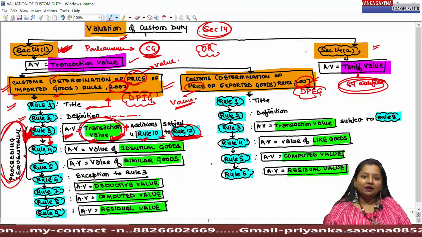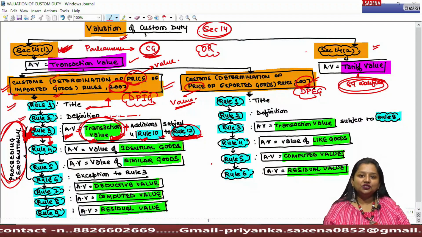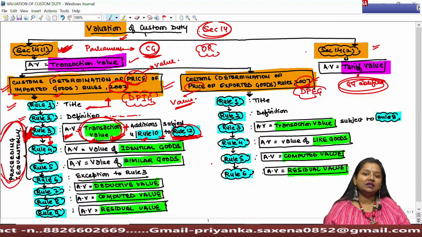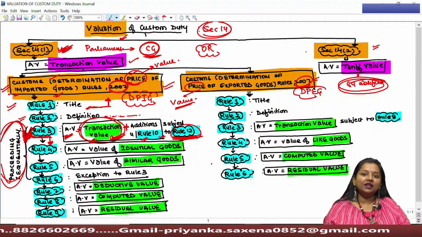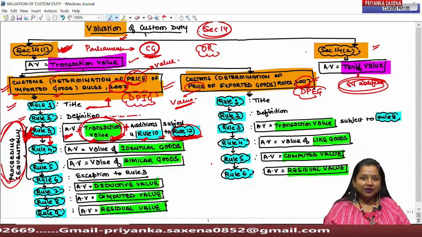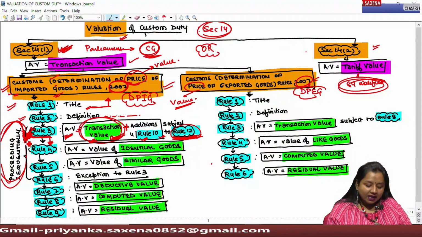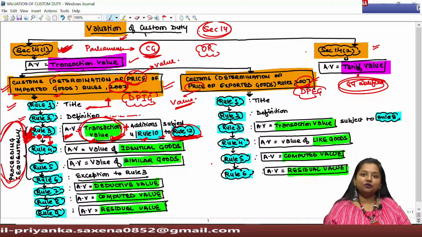In session 1, we had concluded Rule 10 sub Rule 2, and under session 2, we had concluded Rule 10 sub Rule 1, wherein different additions need to be made while determining the assessable value. Today, we will conclude this topic by enhancing the provisions of Rule 3.